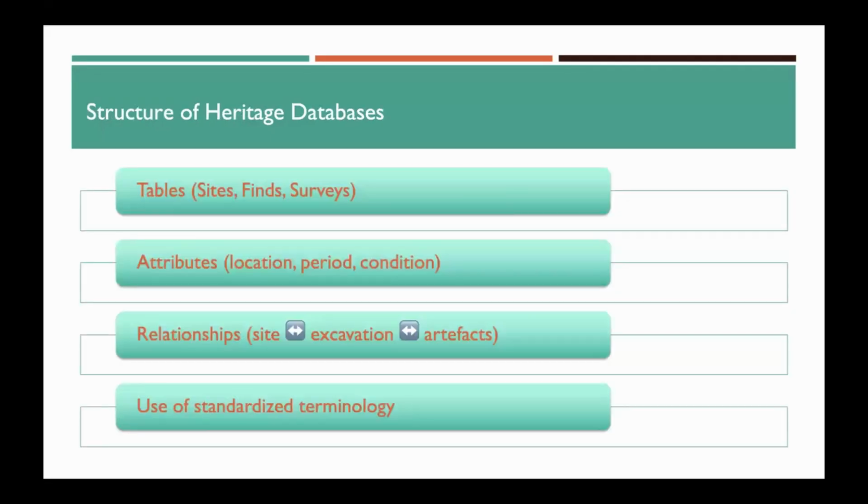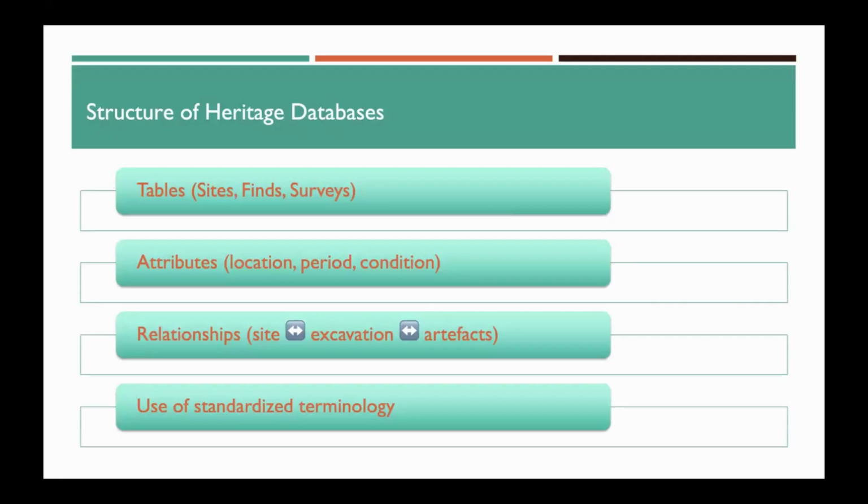So the structure of heritage databases differs. It could be different from one project to another, from one platform to another. But it has evolved significantly over time, reflecting broader changes in digital archaeology and heritage management. Traditionally, many heritage databases were relatively simple and isolated systems. They often consisted of spreadsheets or fixed tables designed primarily for storage rather than analysis.